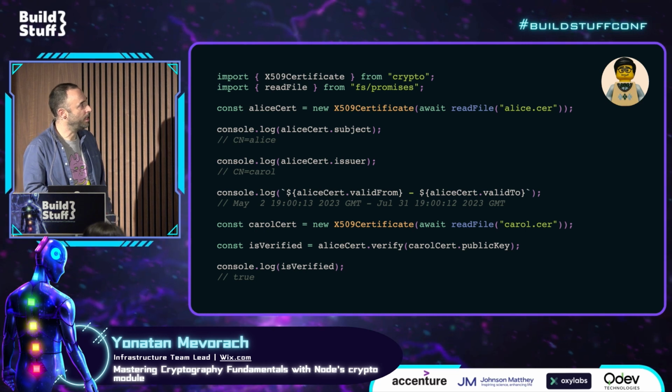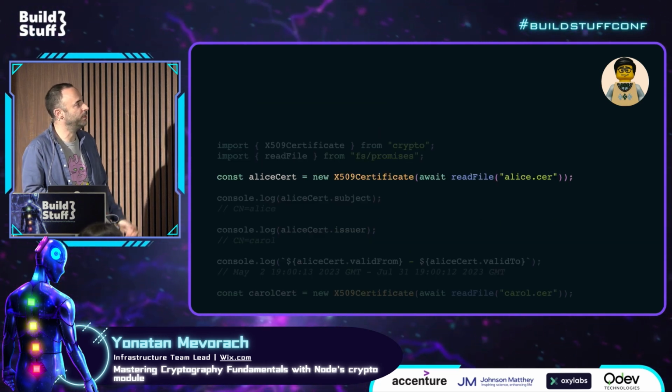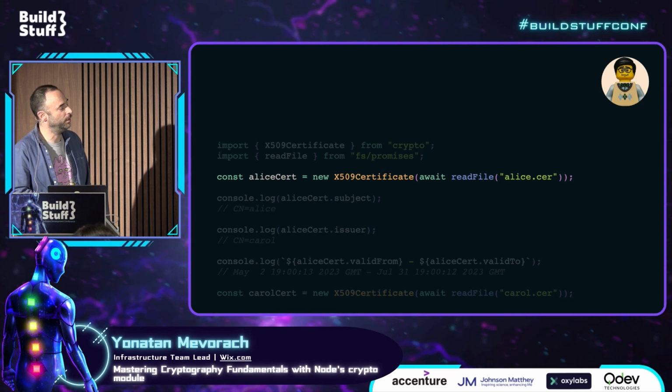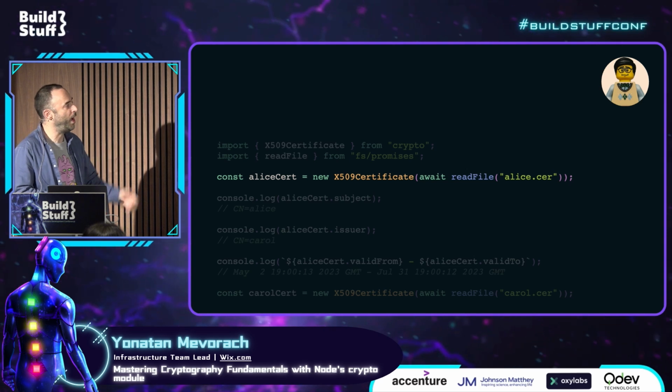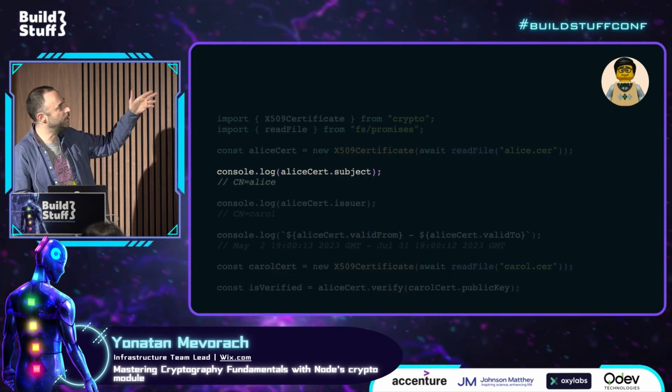So let's see how this is done in code. To read a certificate into memory, we have the X509 certificate class. This is the name of the specification for how to structure certificates. So we read the certificate from a file and parse it this way. Then we can read the metadata on the certificate.